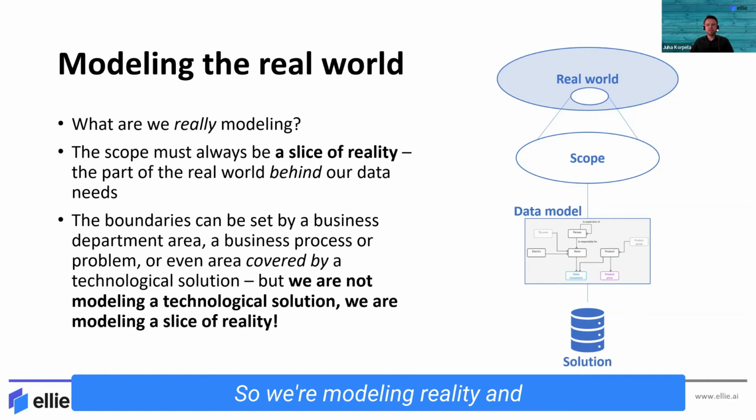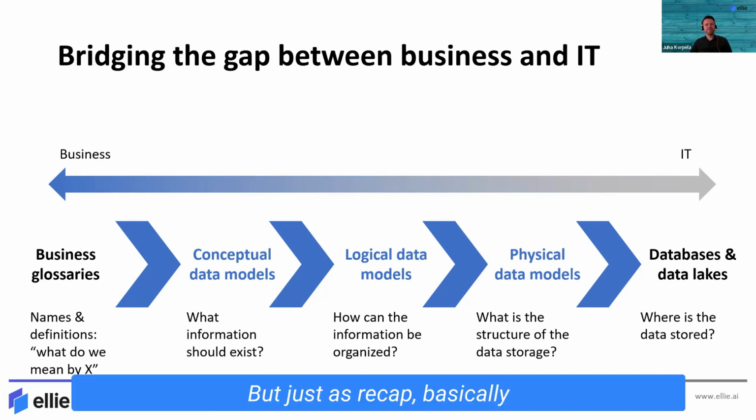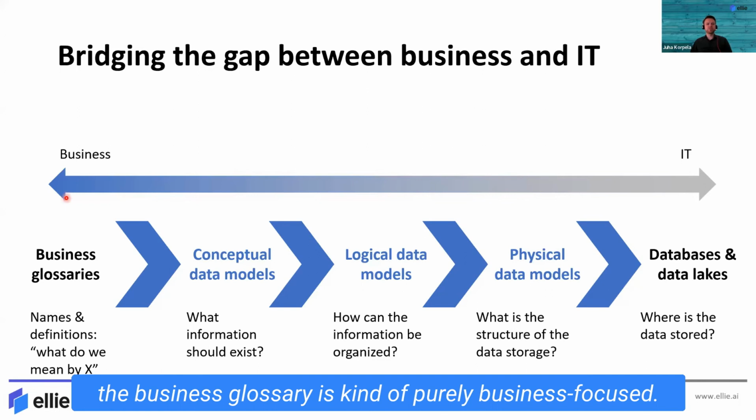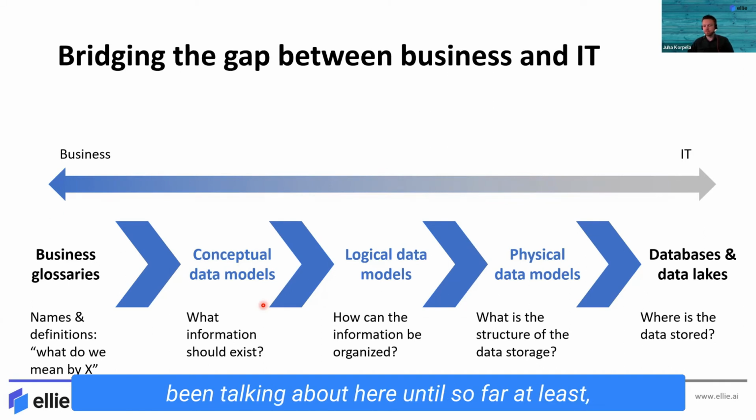So we're modeling reality, and there are different levels to models. Of course, there should be no new information here for anyone, but just as a recap, basically, the business glossary is purely business focused. We're not thinking about systems. The conceptual data model, which is what I've been talking about until now, is the description of what information should exist about these things, how they are linked. And the scope of that model could be anything.